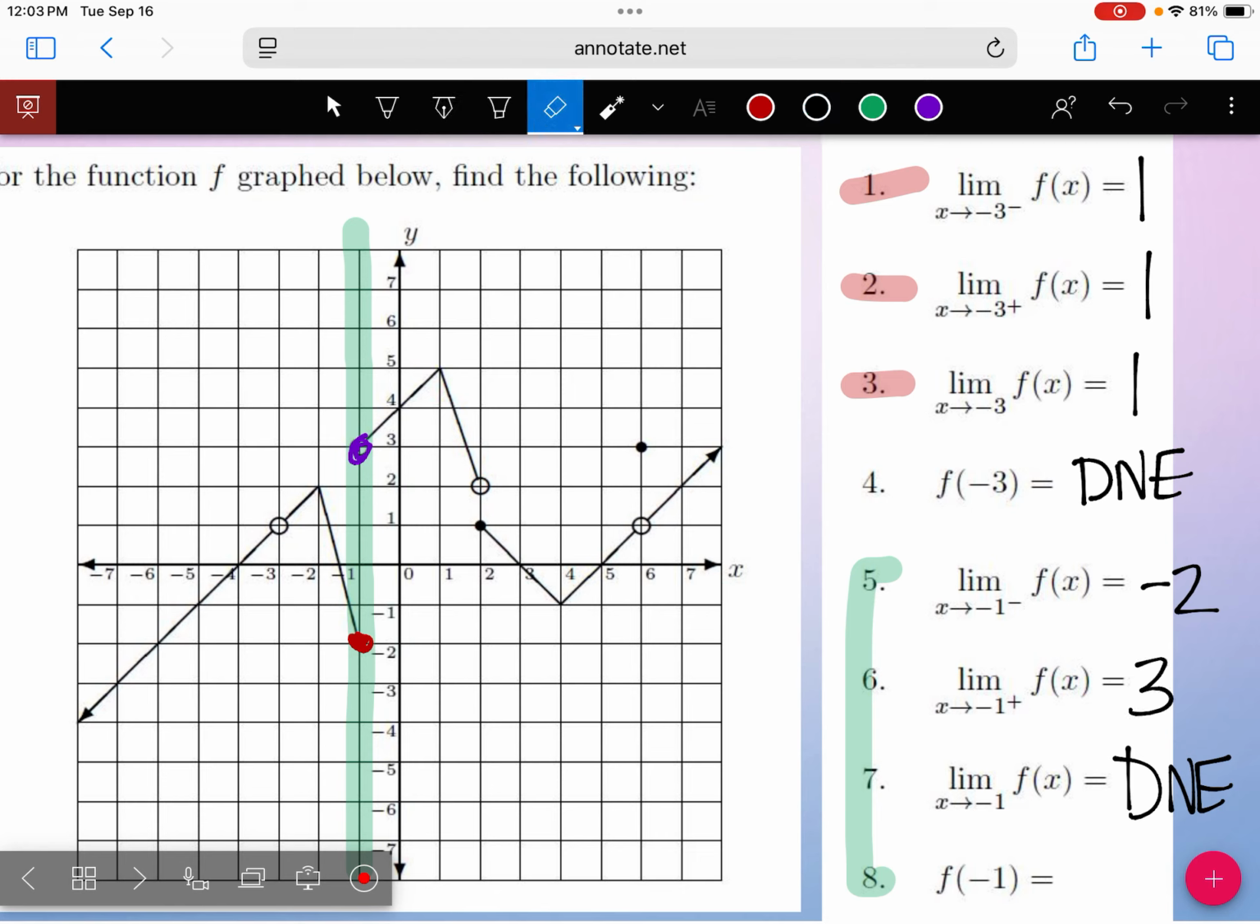Now, do we have an open circle anywhere on that wall? I accidentally took it away. Do we have a closed circle anywhere on that wall? All right, where is our closed circle? -2. Okay, let's keep rolling.